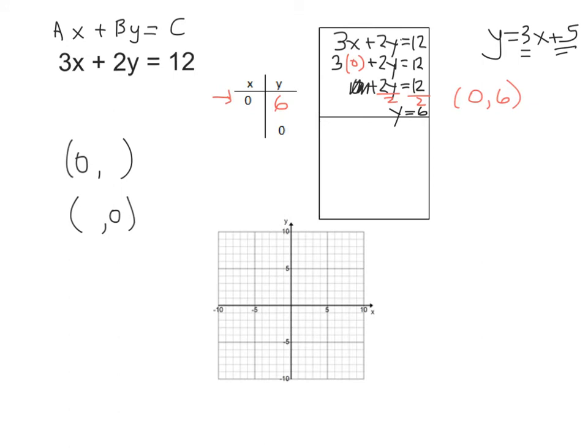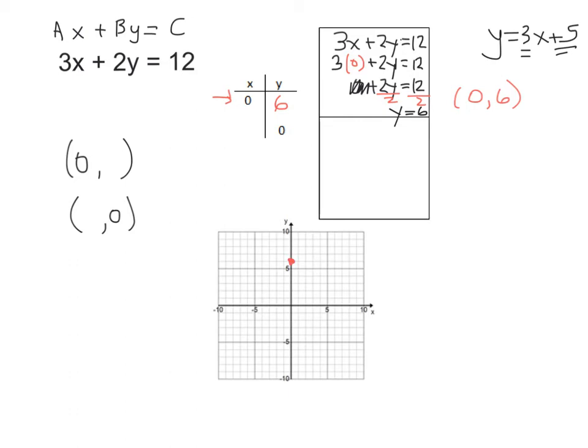So there's one point. Now we can plot that point on our coordinate plane. 0, okay, from the origin, we're moving 0 left or right, and we're going up to 6 on the y-axis. Notice y is 6. We're going to put a point right there.